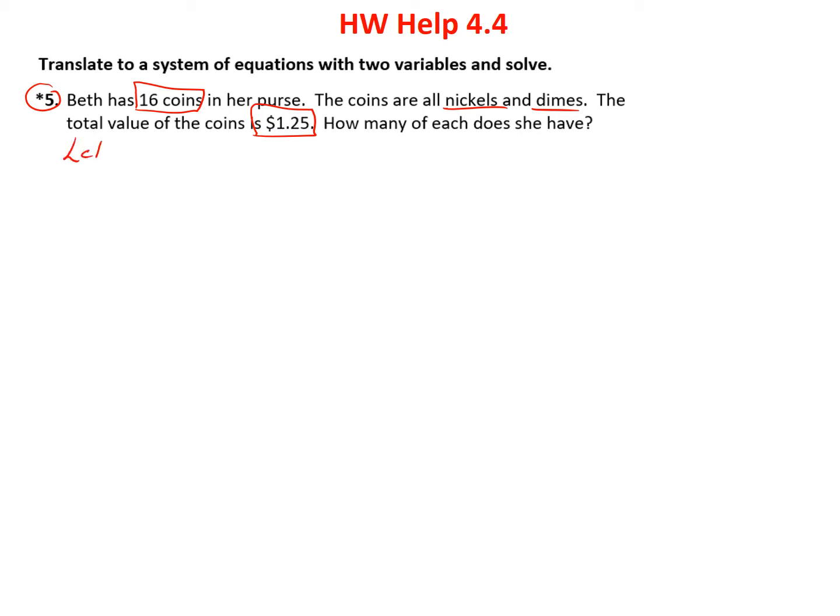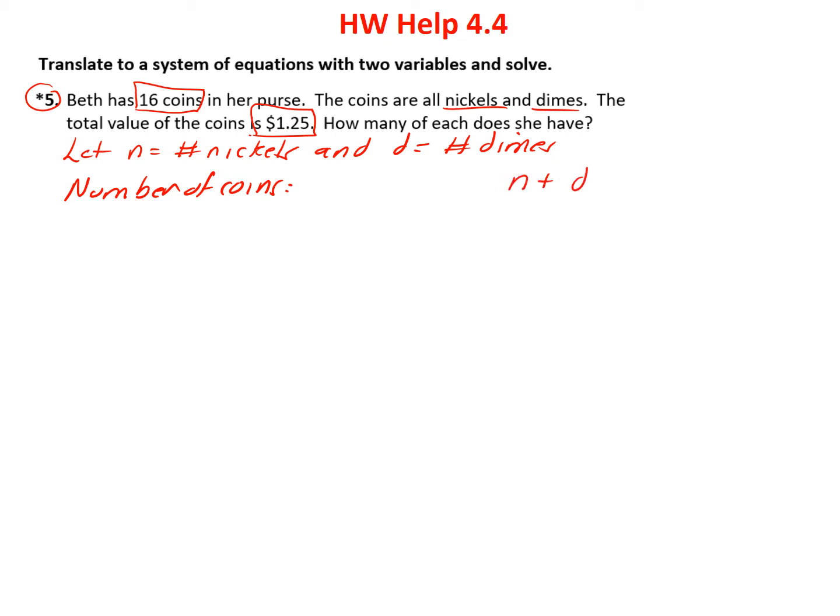So I'm going to let n equal the number of nickels, and d equal the number of dimes. So the first equation we have is the number of coins. In this case, it means that n plus d adds up to 16. The second equation is going to be the value of the coins.